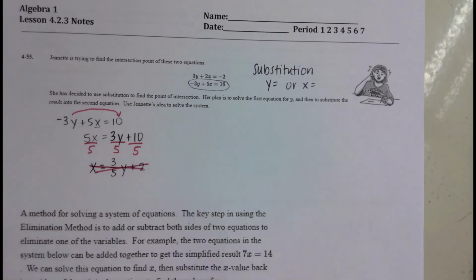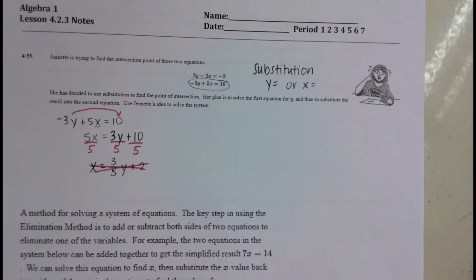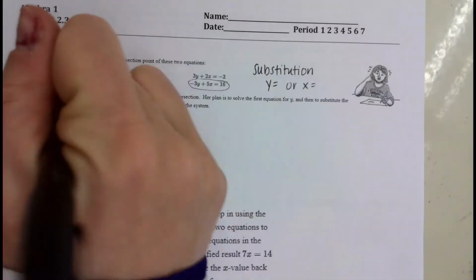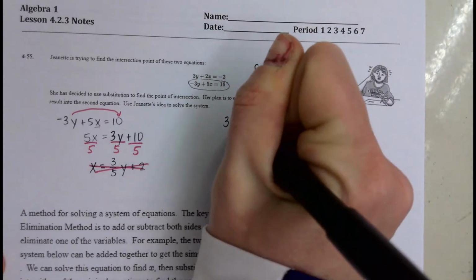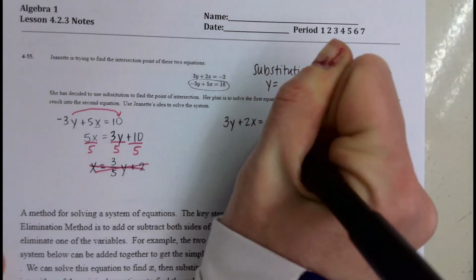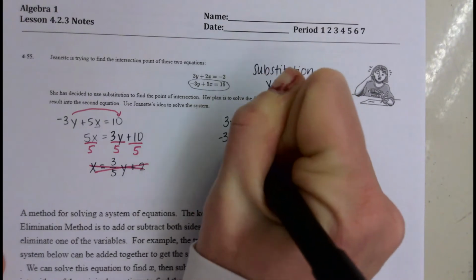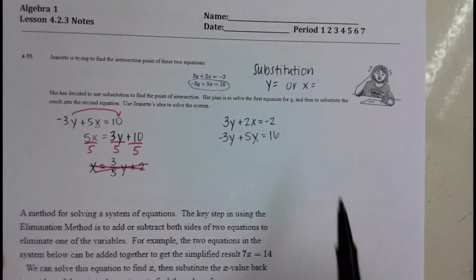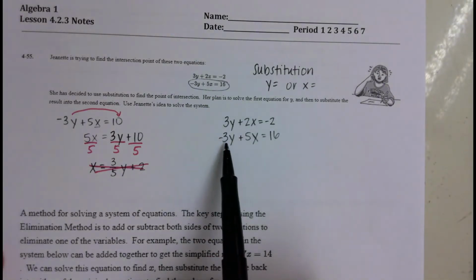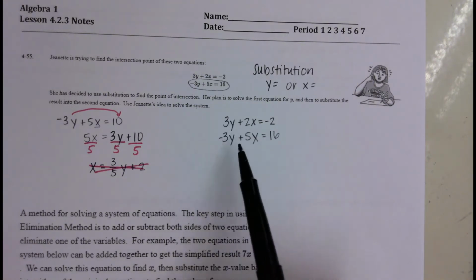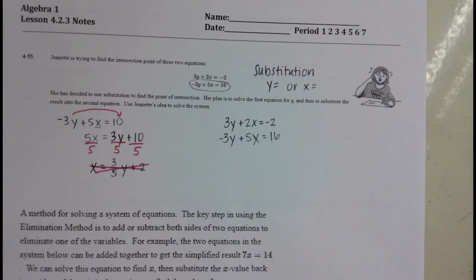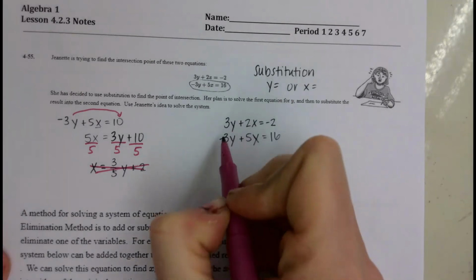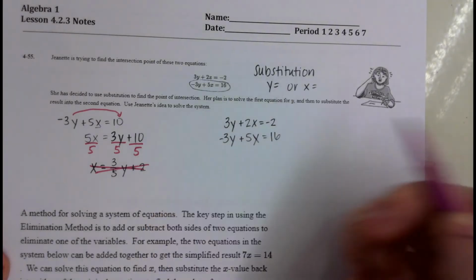There is an easier method to this. Notice in our original equation, 3y plus 2x equals negative 2, and negative 3y plus 5x equals 16. Notice 3 and negative 3 are special. 3 and negative 3 cancel each other out. They make 0. That makes our life really a lot easier. We can use what we call the elimination method because a positive 3 and a negative 3 eliminate each other when we add.